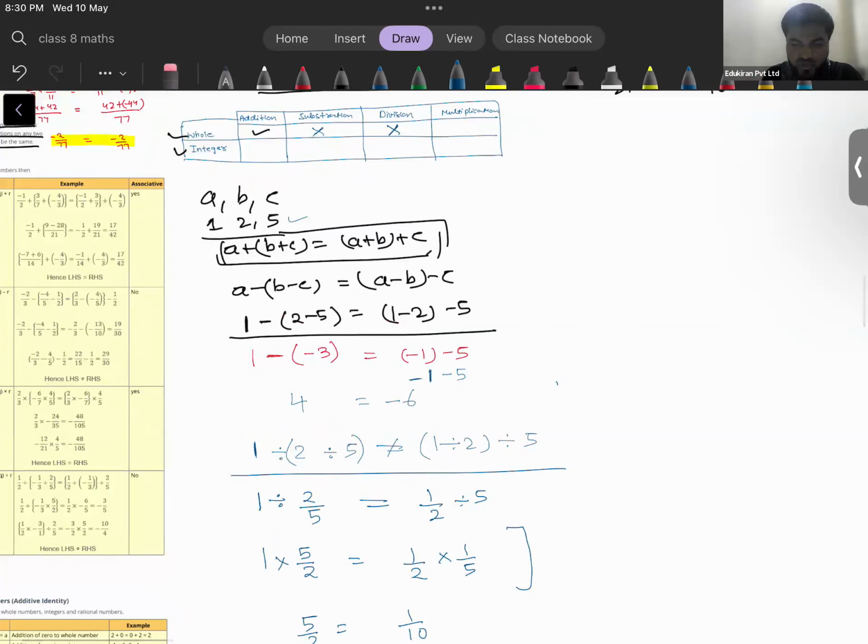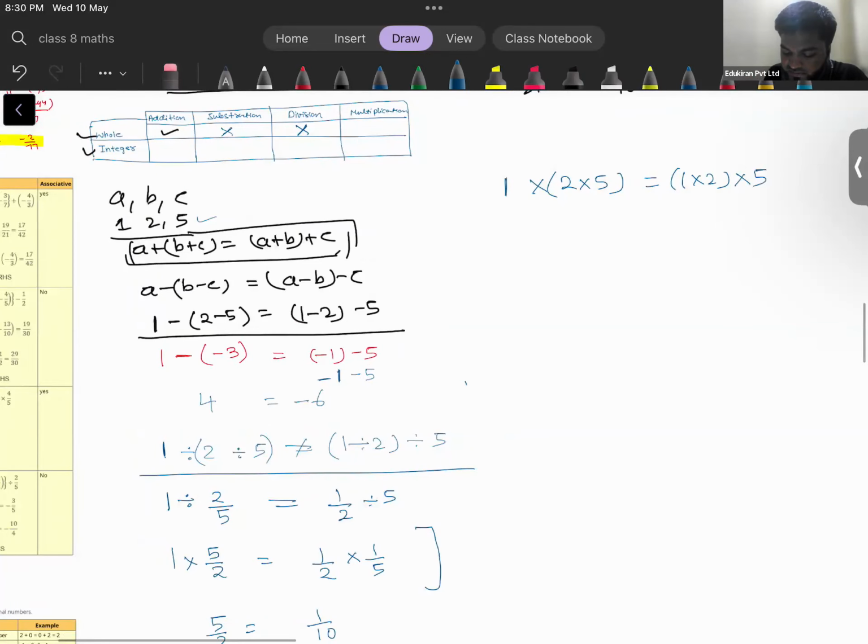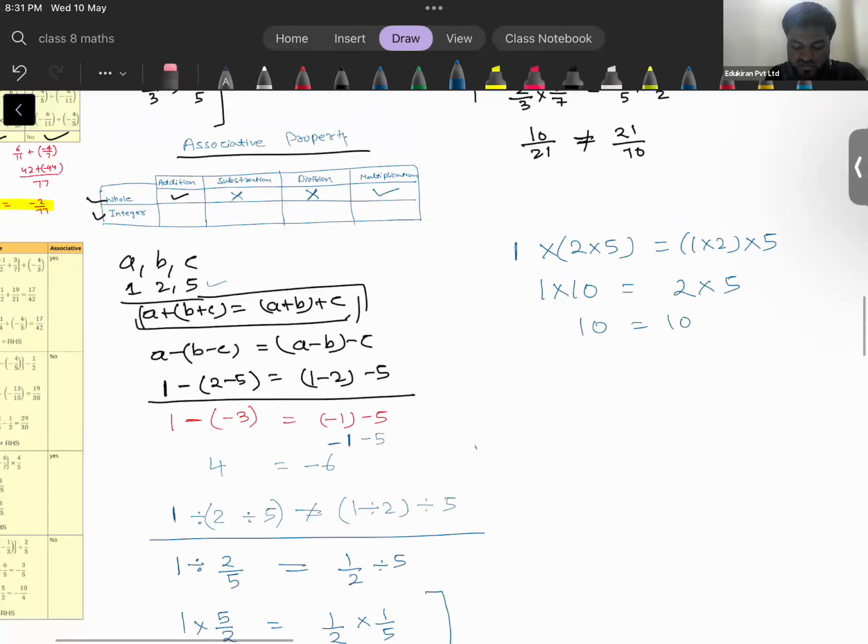Right. What about multiplication? I guess you can guess the answer here. 1 multiplied by 2 multiplied by 5 is the same as 1 multiplied by 2 under bracket and then outside is 5. 1 multiplied by 10 is equal to 2 multiplied by 5. Right. So multiplication for whole numbers is following the associative property. Okay. Right, Ifra.